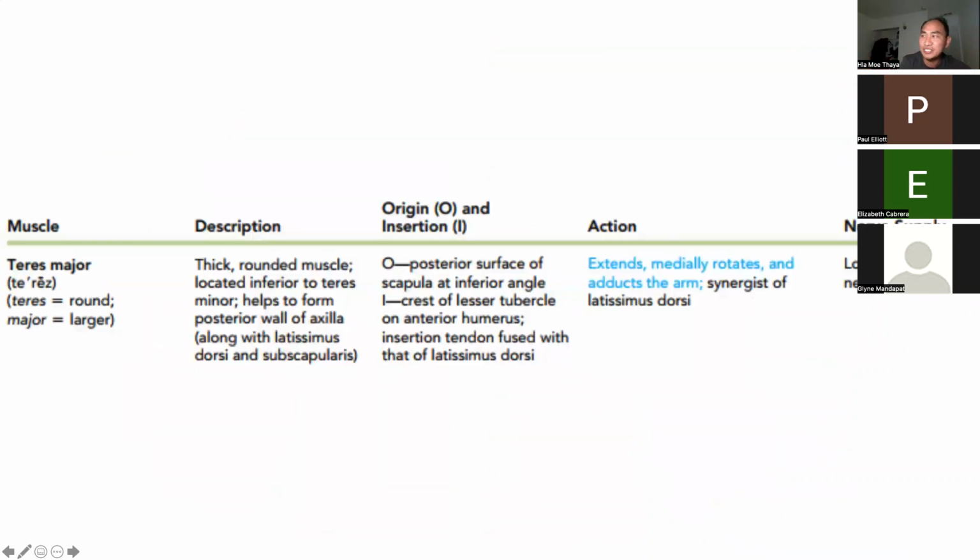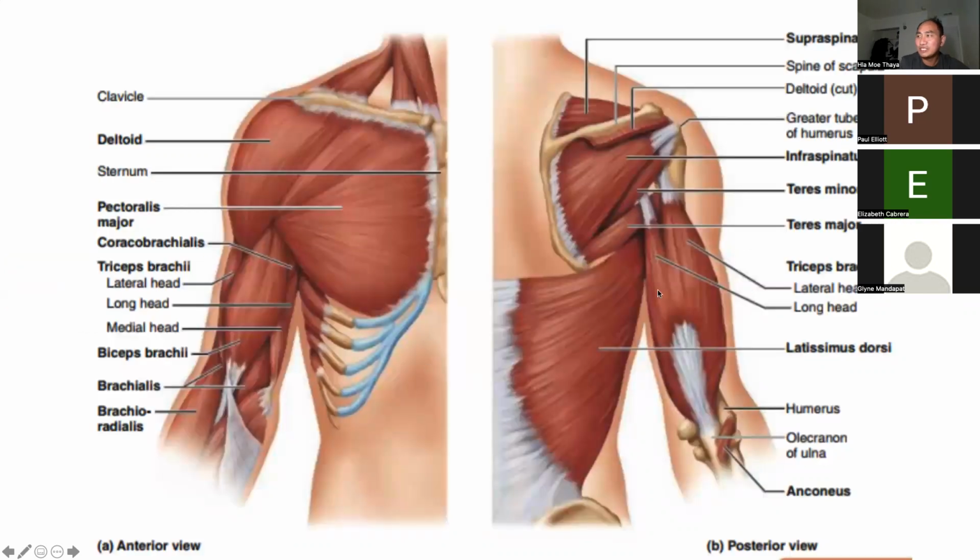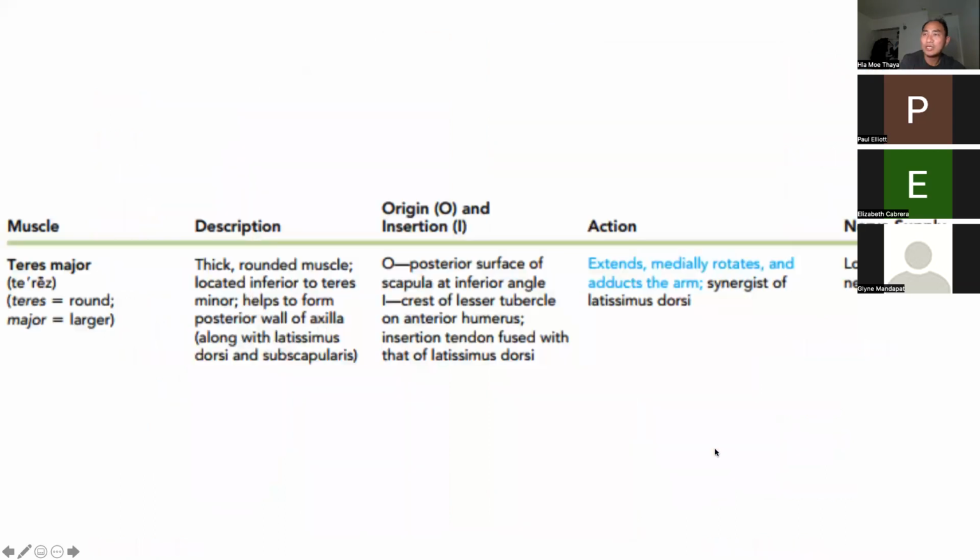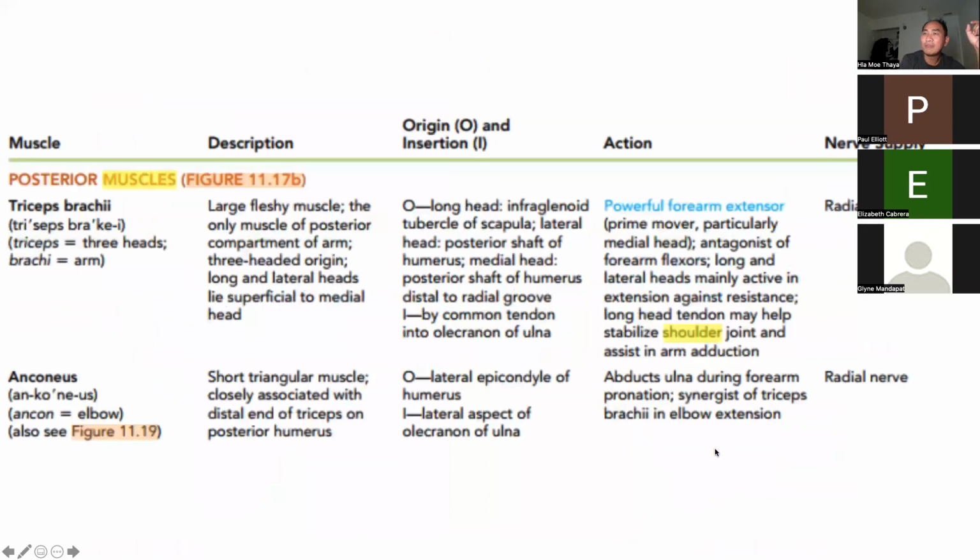So teres major job, and now we see the tricep muscle here. Of course, tricep, we go and attach to the olecranon, the tip of the proximal end of the ulna, which we call olecranon bone. So this tricep we go and attach to the olecranon. Teres major and tricep and acromion. Don't worry about the acromion yet. We haven't talked about the acromion.